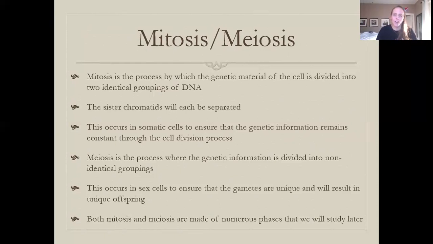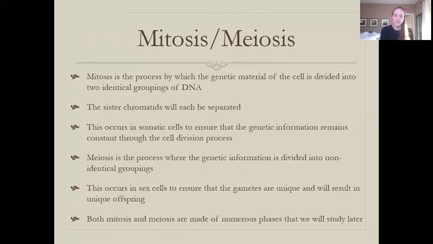Again, this happens in all of your somatic cells in order to make sure that when cell division happens, which is constantly happening in your body, you're not changing who you are. Your eye color doesn't change, or your skin color doesn't change every time you make new skin cells, for instance.